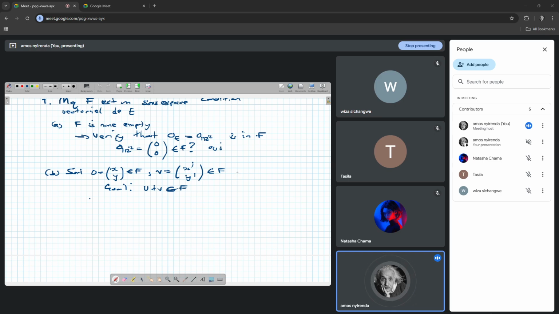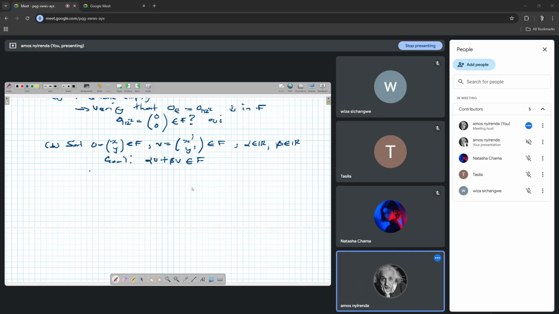Okay, and then let me also choose alpha, a scalar from R. It's R in this case because we're talking about R squared. So let's just simplify everything and take alpha from R, and beta is also coming from R, like so. Now my goal is to show that the linear combination alpha u plus beta v is going to be an element of the set F. How do I do that?